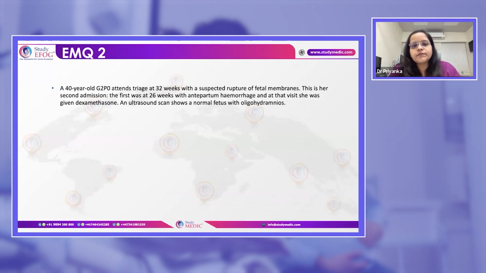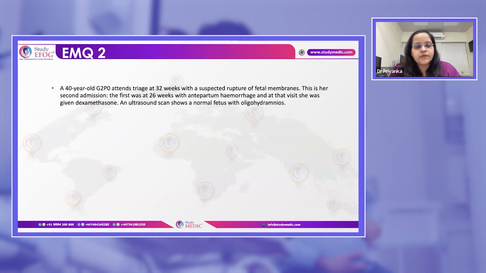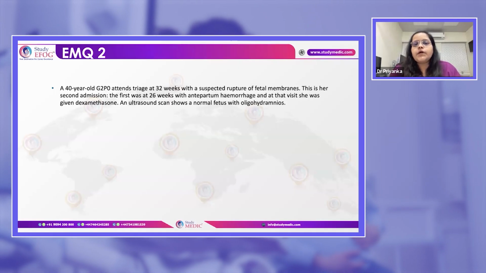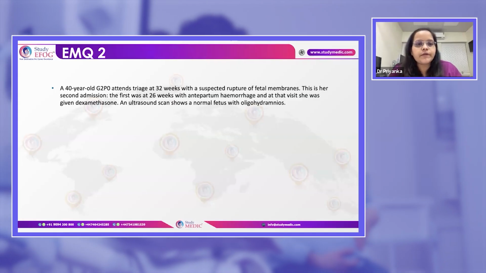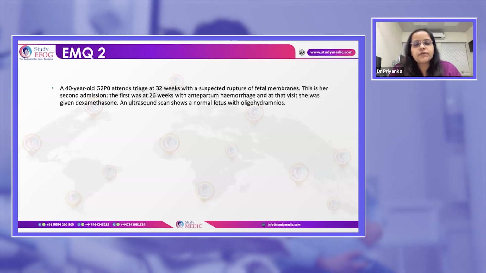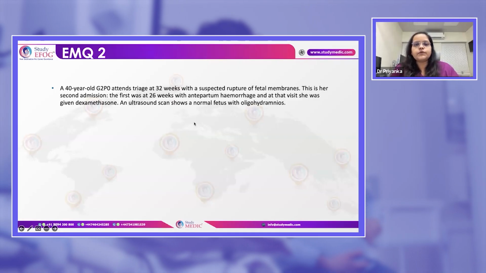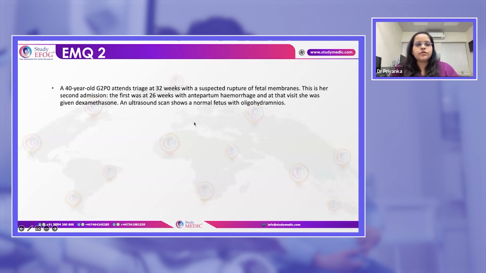Why had she come first? She had come at 26 weeks with antepartum hemorrhage, which settled, and that time she had received a dose of steroids, dexamethasone. And now the ultrasound scan shows a normal fetus with oligohydramnios, probably because she had rupture of membranes this time. So there is oligohydramnios. So what is the management for her? She's now 32 weeks with PPROM. And she had come at 26 weeks with APH and she had received steroids. So now what is the management for her?